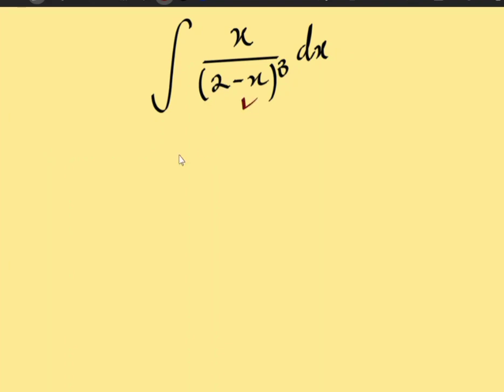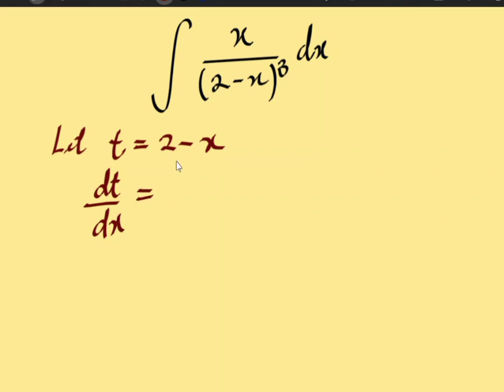If you look at this function, it can be ambiguous, so therefore I will say let my t be equal to 2 minus x. If my t is equal to 2 minus x, then let me obtain dt/dx. Differentiating 2 as a constant gives us 0, and differentiating minus x with respect to x gives us -1. But remember, if t is equal to 2 minus x, then our x will be equal to 2 minus t.